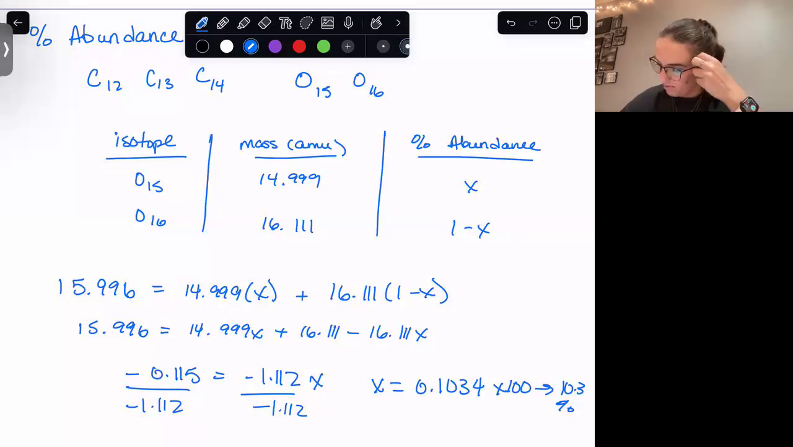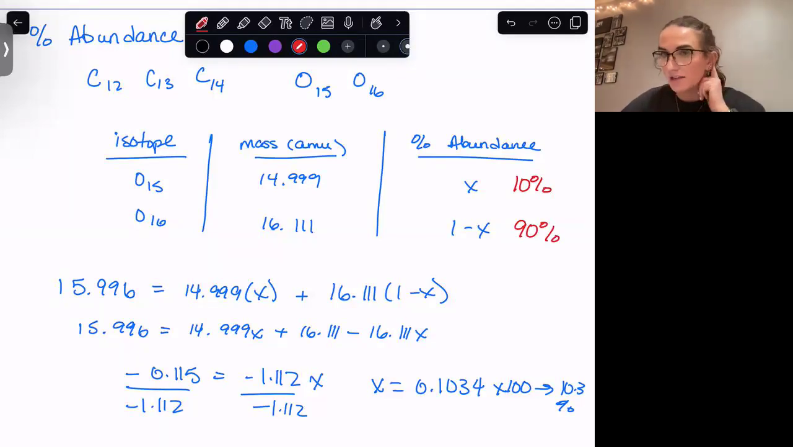Right, so we would get X is 10.3%. Yep, X would always be less than 1 here. They have to add up to 1, but your X value would be less than 1. So your percent abundance for isotope 15 is 10%, and then that means that your isotope for oxygen-16 is 90%.